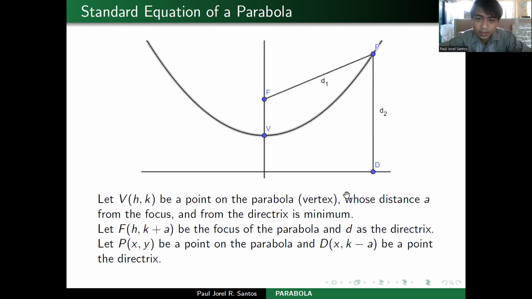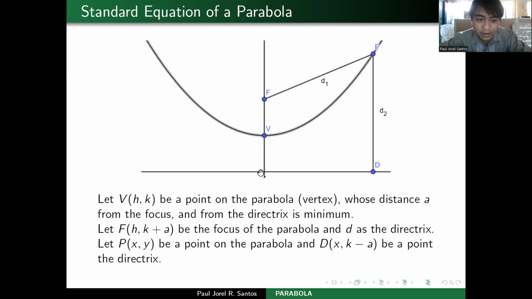Now, we also have here the derivation of the formula for the parabola that opens upward. Let V with coordinates (h, k) be a point on the parabola. We also call this point V the vertex. Take note that this a is not a preposition, this is a variable a. The distance from the focus to the vertex is a, and from the vertex to the directrix, the distance is also a.